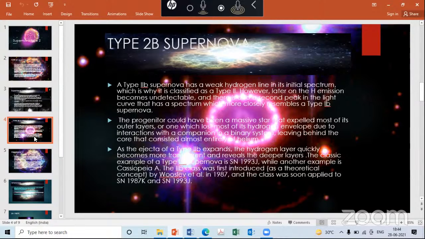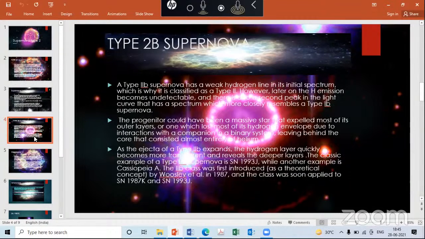As discussed by Aruna yesterday, most of the outer layers will be expelled from the supernova due to the loss of hydrogen in the core collapse. This can happen due to interaction with a binary companion star in a binary star system. If this ejecta expands more, the hydrogen layers become more transparent and reveal the deeper inner layers. This type 2b supernova was introduced by Ousley in 1987.